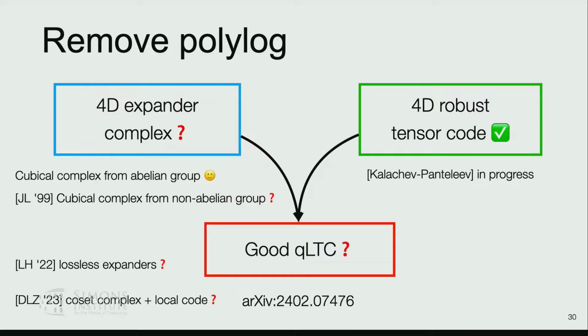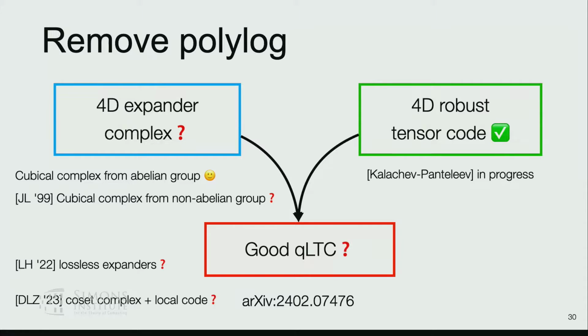But now let me come back to this polylog. So one hope is that maybe we can follow the general schema. But one issue is that this polylog really comes from this abelian group. So that means you really have to try to do something with non-abelian groups. But for non-abelian groups, now you'll encounter some kind of technical difficulties.